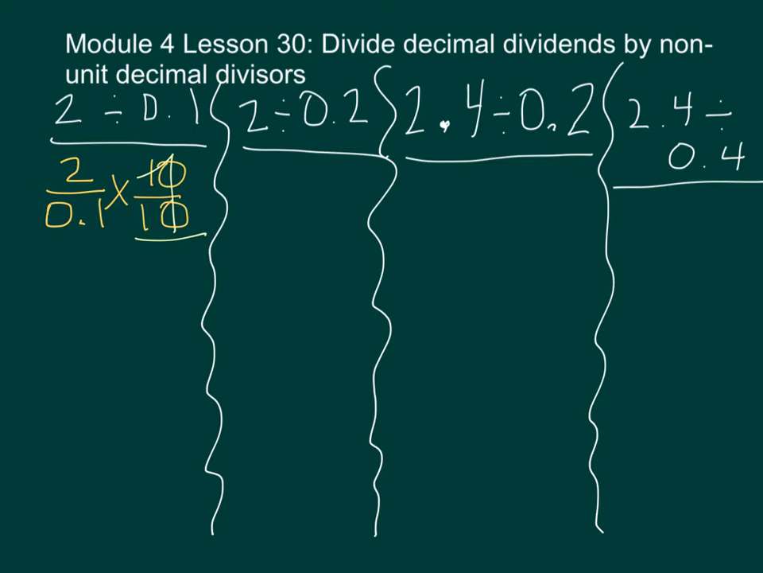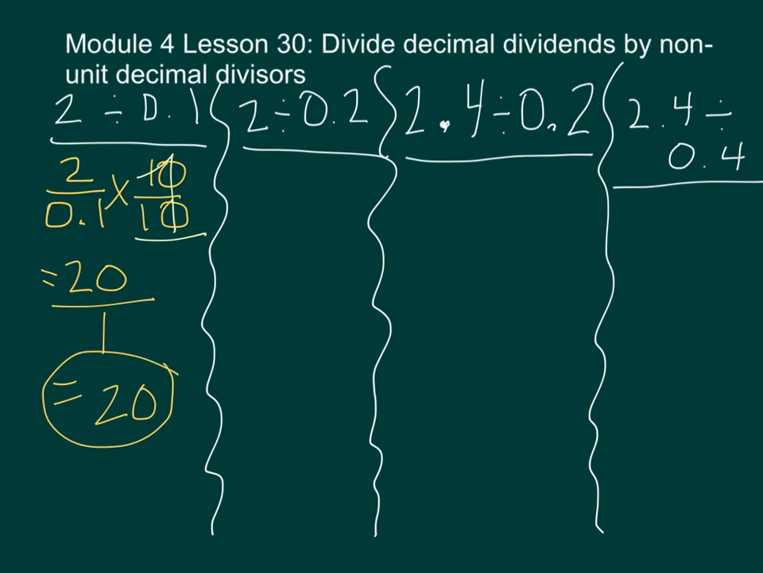So if I multiply 2 and 1/10 by something that's equal to 1, I'm going to get an equivalent fraction. So looking at this, 2 times 10 is going to give me 20. And 1/10 times 10 is going to give me 1. I know that 20 divided by 1 is 20, so that's my answer. All right, let's try the second one.